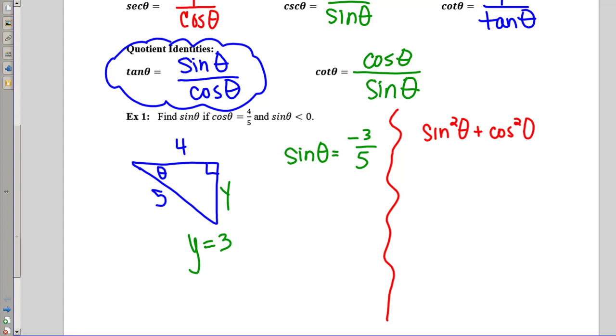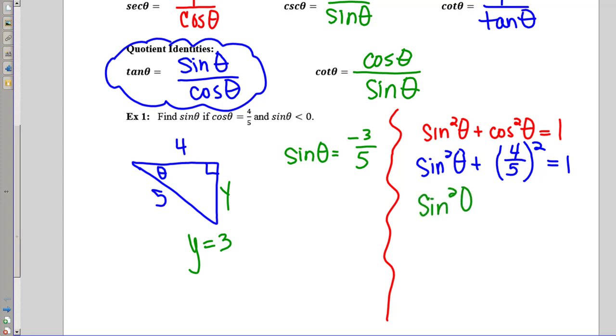Or, now that we know the identities, we could use the fact that sine squared plus cosine squared is equal to 1. Okay, if we use that, we can sub in what we know. We know cosine is 4/5, so we can say 4/5 squared, and then we have our sine squared. Okay, so what's 4/5 squared? That's 4 squared over 5 squared is equal to 1.